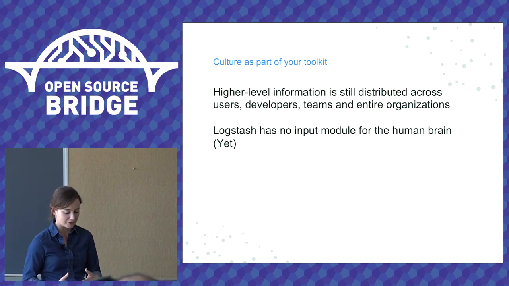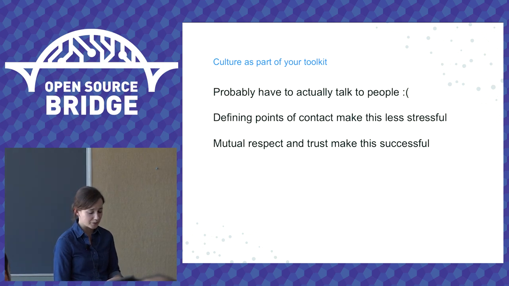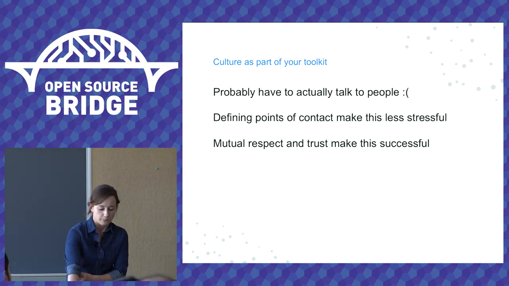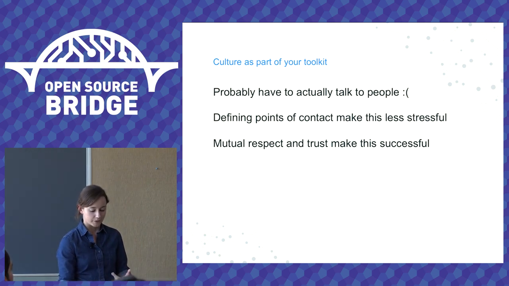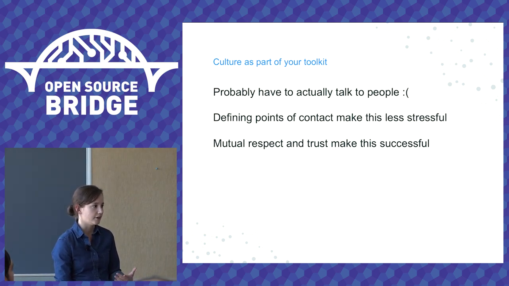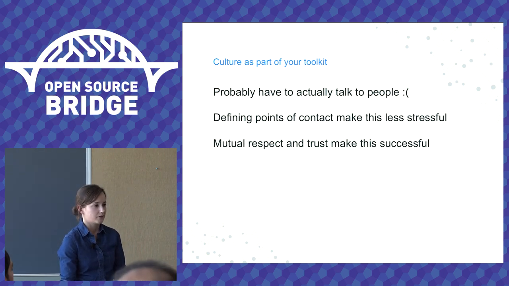So Logstash has no input module for the human brain yet. So unfortunately or fortunately, that means you probably have to actually talk to people. One thing that you can do as an organization is to clearly define points of contact for each part of the project that you're working on. If you have one person who is really involved with setting up the deployment mechanism, mention that on your wiki page. Somebody else who's great at the UI. Make sure that there's a defined person that you can go to when something goes wrong in any of these spaces. And that makes that a lot less stressful for people who are encountering bugs.